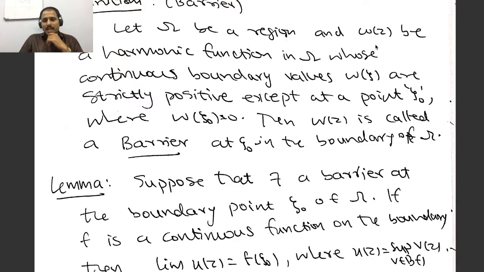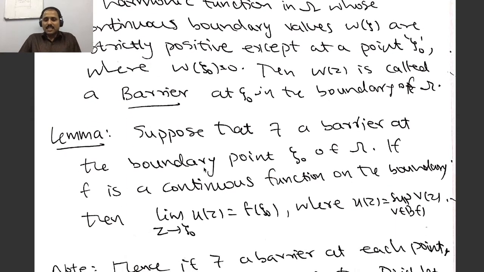Let omega be a region. The existence of the solution of the Dirichlet problem always depends on the geometry of the region omega. So let omega be a region, and w(z) a harmonic function in omega, whose continuous boundary values w(zeta) are strictly positive, except at the point zeta naught, where it is 0. At all other boundary points it should be strictly positive. Such a function is called a barrier at the point zeta naught.